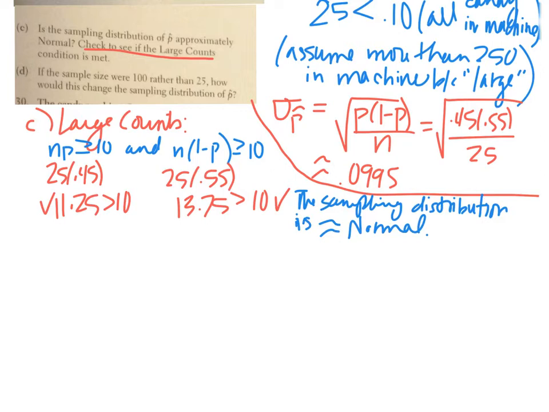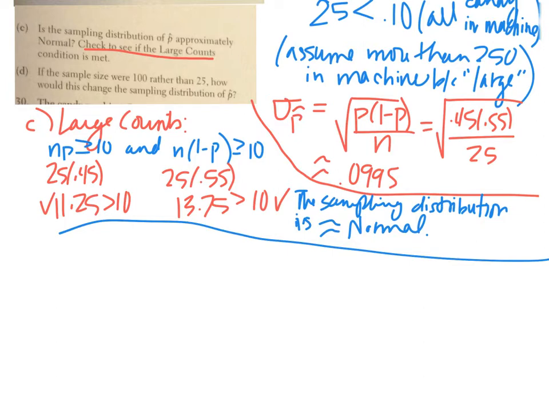Okay, so because the law of large counts is met, the sampling distribution is approximately normal. The last thing says if the sample size was 100 instead of 25, how would this change the sampling distribution of p hat? Well, let's think about this. Let's just think about the questions that we just answered.